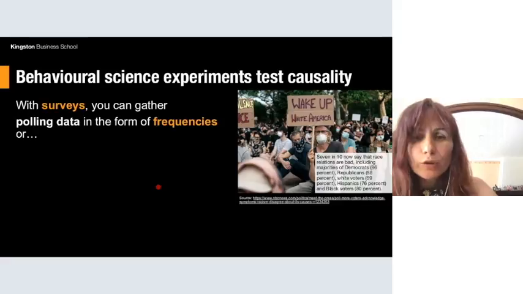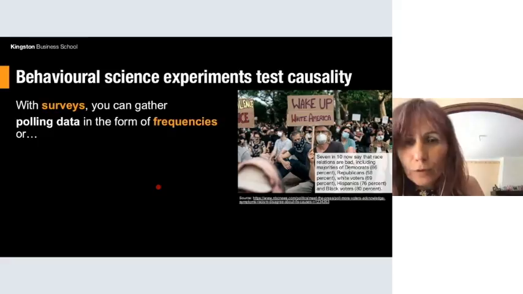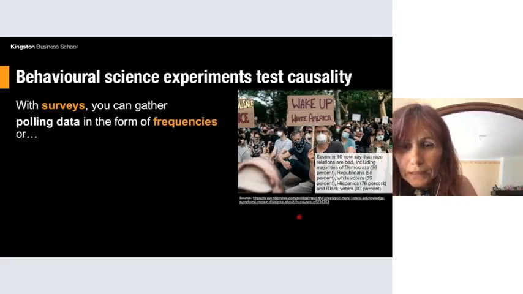Okay, so to understand experiments is to differentiate them from surveys. And even though Qualtrics is a survey software, you can actually use it to run experiments. Experiments are different from surveys because they test causality. So with surveys, you can gather polling data in the form of frequencies. This is a very recent example I've found to illustrate this. So frequencies would be if you have 58% or 69% of people agreeing with the statement, that would not be an experiment.